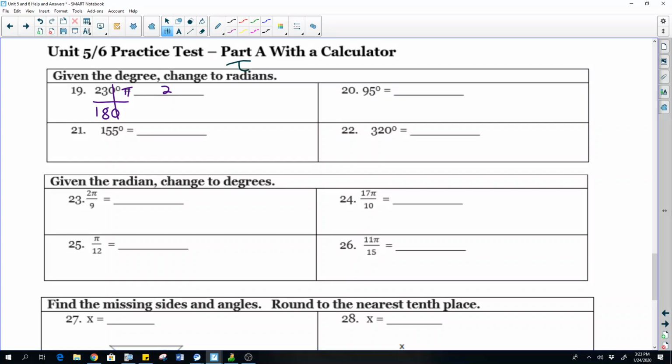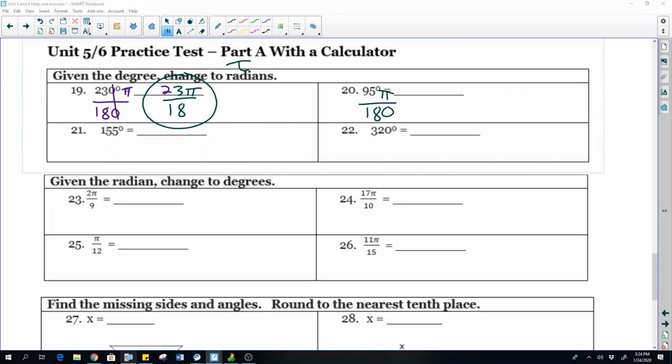There we go. Okay, so we have 23 pi divided by 18 is our answer. Does that reduce any more? No. Okay, next one. What about 95 pi over 180? So it does say with a calculator in this section if you want to. And so with a calculator, we could divide by 5, divide by 5.